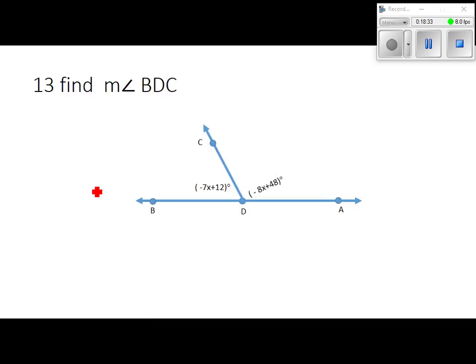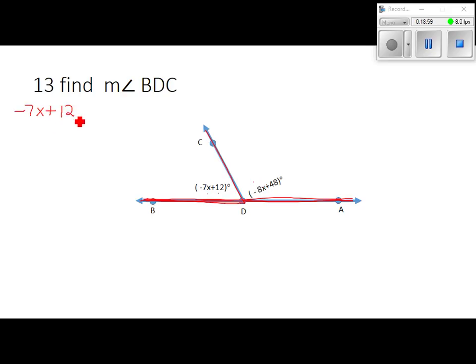Number 13 says find angle BDC. So we're actually looking for this angle. So we're going to have to find X and then plug back in right there. Well, we know that this angle BDA, that whole thing along the bottom here, angle BDA is a straight angle. So all we're going to do is take this plus this, and they should add up to equal 180 because they're supplementary angles. They add up to be a straight angle.